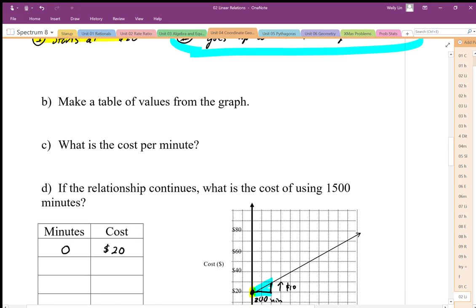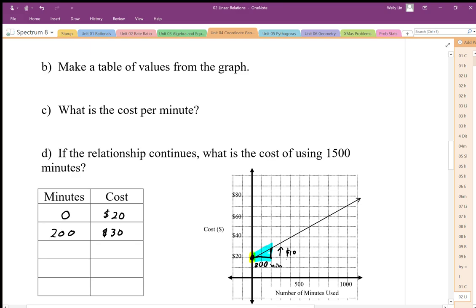So my table then is going to be 200 minutes. I'm going to go up $10 to $30, for, let's go to 500 minutes used. It looks like it's gone up about $25. So now we're at 45. And I'm going to maybe do 1,000 minutes here. And at 1,000 minutes, my cell phone charge is $70.